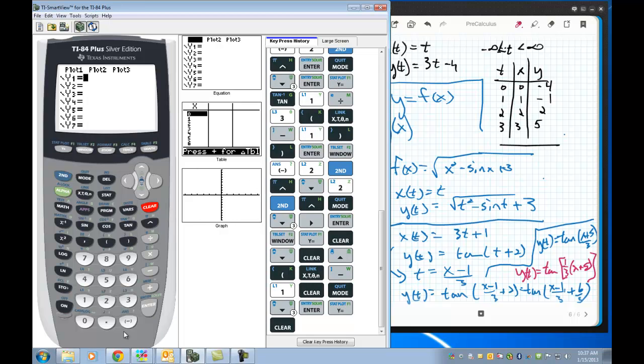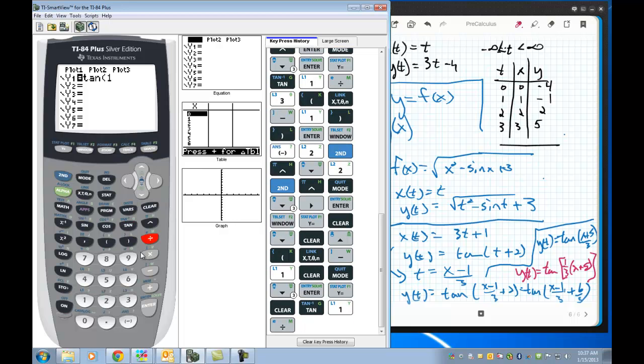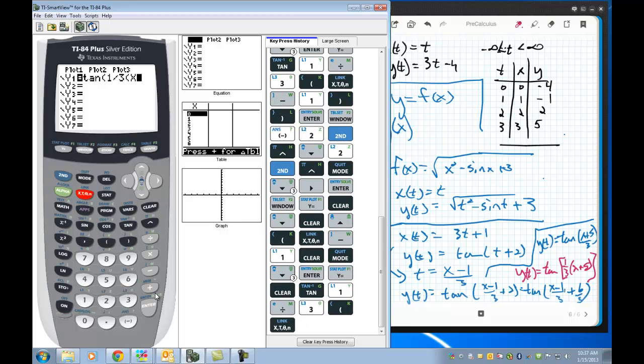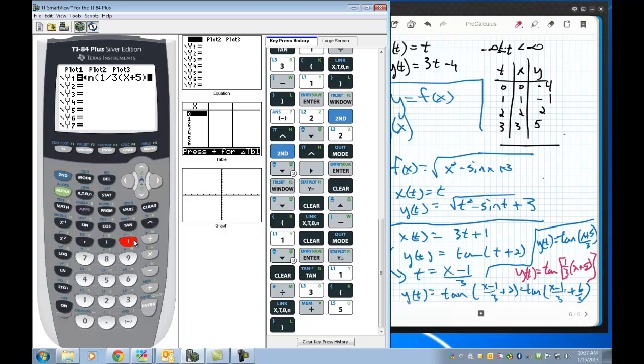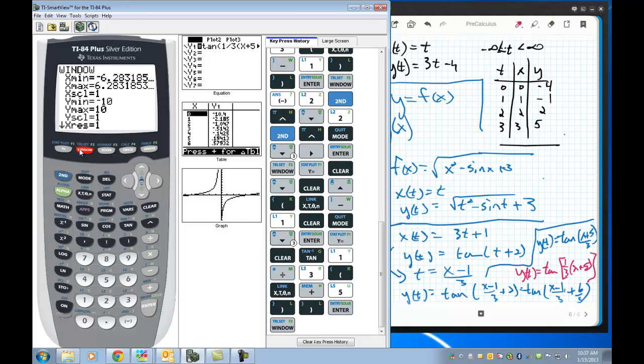And I'm going to go y of t is equal to the tangent of parenthesis 1/3, 1 divided by 3, and then another paren, and x plus 5. It better give me the same function. Let's see. Enter. Now, this looks a little goofy, but if I tweak my window and I go from negative 2 pi to 2 pi, let's see if I end up with the same looking function.